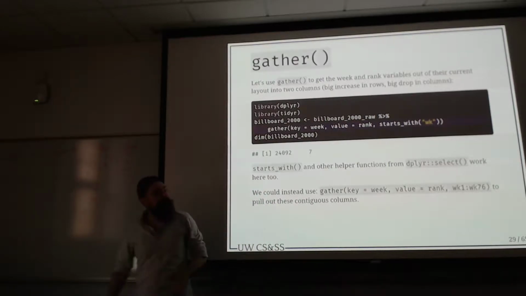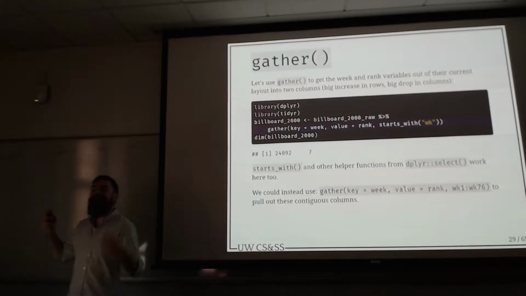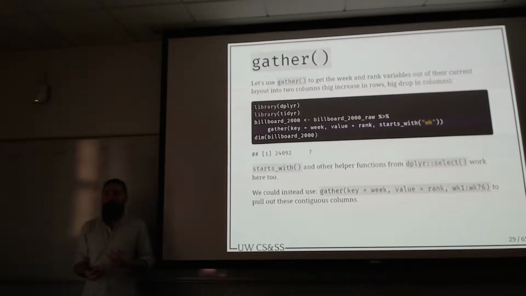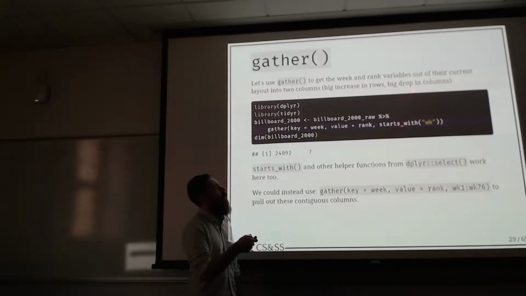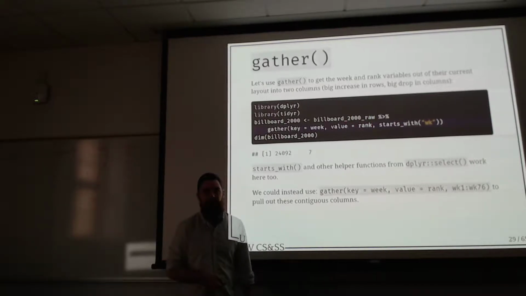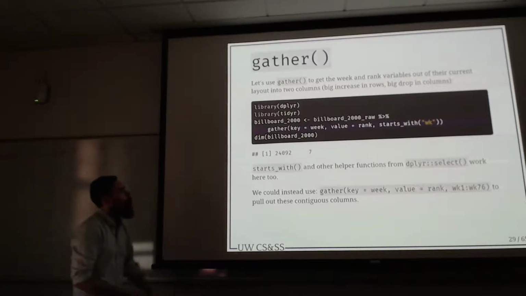This is a helper function, the same type of helper functions we found in select in dplyr. There are 76 columns that begin with week that contain all that week data. I do not want to type out all 76 column names. So I say, okay, help me out here. Let's look for things that start with WK, stick them all in there and gather them for me. Magically, it does it for me because it's smart.